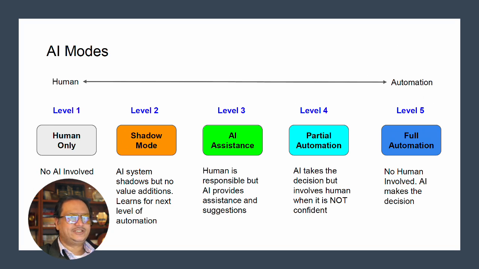Level four is when there is partial automation, where some of the tasks, including decisions, are done automatically by AI, but some higher level tasks, or cases where the AI is unsure, can be delegated to a human for a final check. And level five is full automation, where AI is doing all the work on its own. There is no human supervision or approval needed for any of the decision making by the AI.